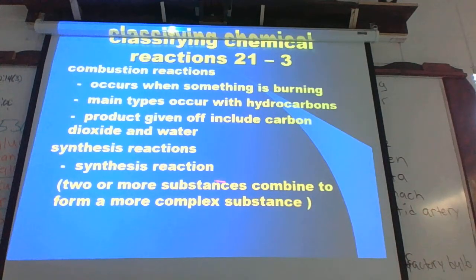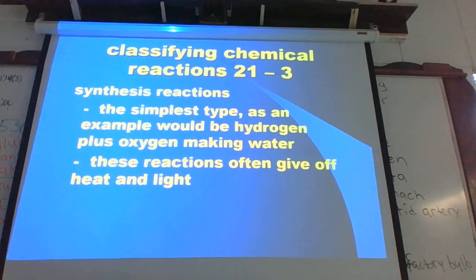Two or more substances combining to form a more complex substance. Again, that is a synthesis reaction. The simplest type would be hydrogen plus oxygen making water. And in a lot of these instances, as you can see, heat and light would be given off.